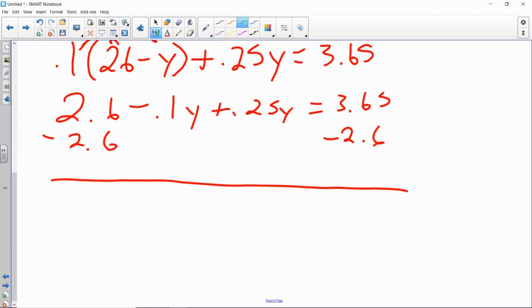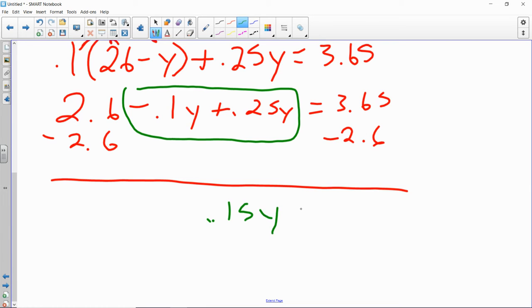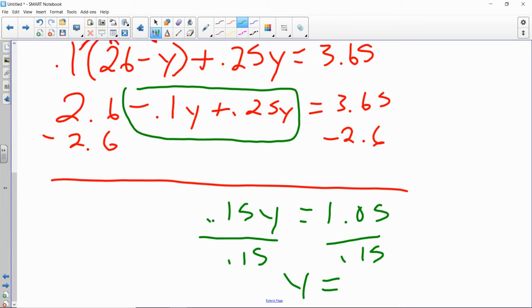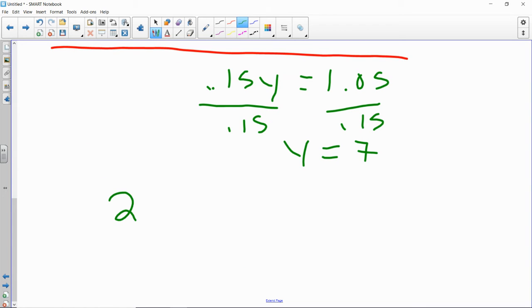And I can combine these like terms. So negative 1 plus 0.25 gives me 0.15y. And 365 minus 260 leaves me with 1.05. And then when I divide by 0.15, I get 7. So I have 7 quarters because y represents quarters. I have 26 total coins. 26 minus 7 is 19, so I have 19 dimes.